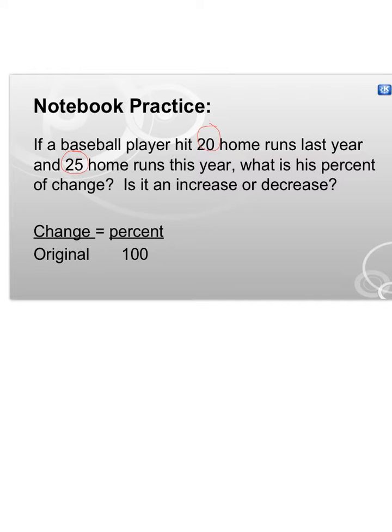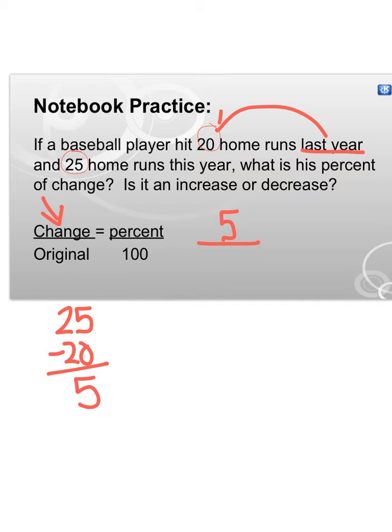So what we're going to do is we have to figure out the change. So the difference between the 25 and the 20 means that there were 5 home runs different. So that's going to be our numerator. The change between the amount of home runs is 5. The original, well, it says last year we had 20. So the original amount was 20, is going to equal our percent over 100. So when you solve this, you take 5 times 100 divided by 20, and you will get the answer 25%.